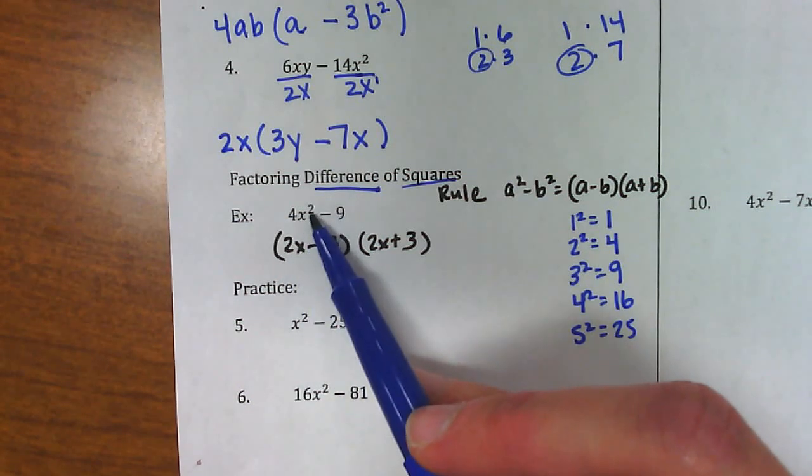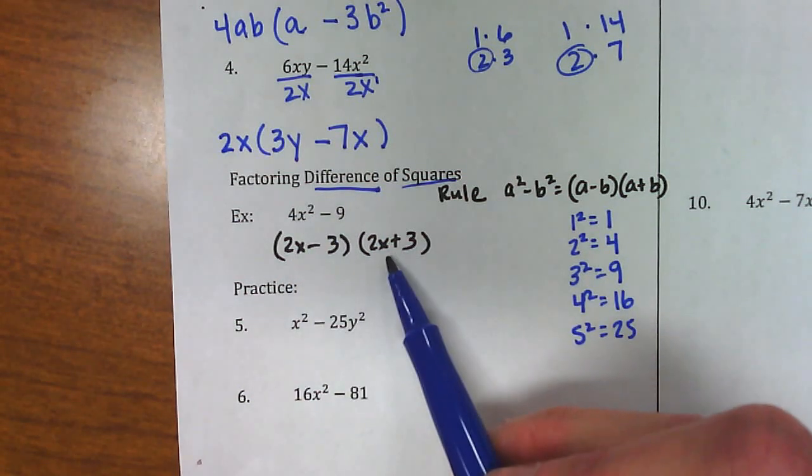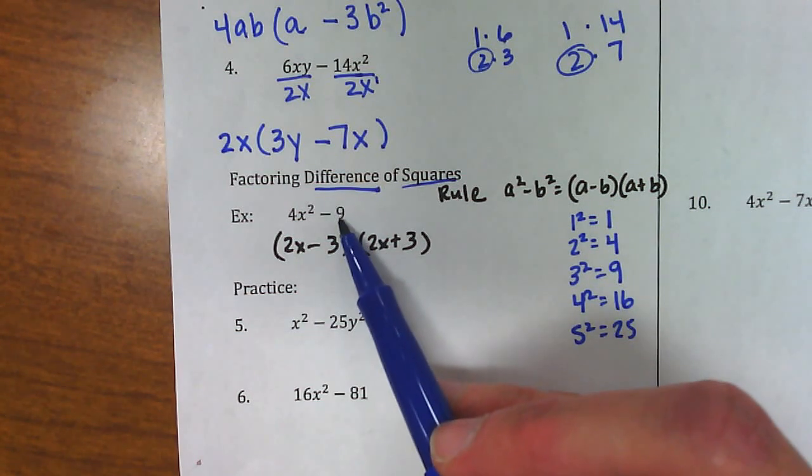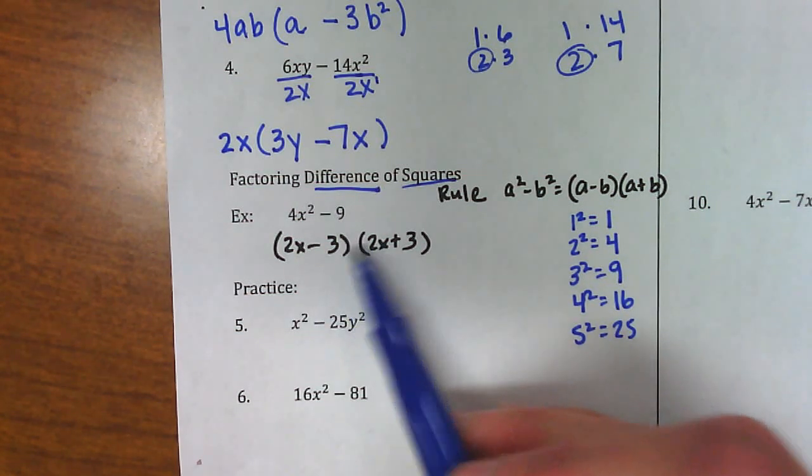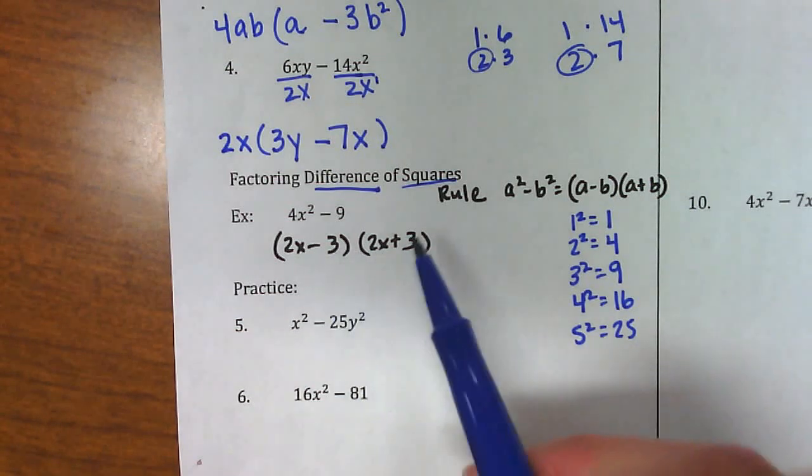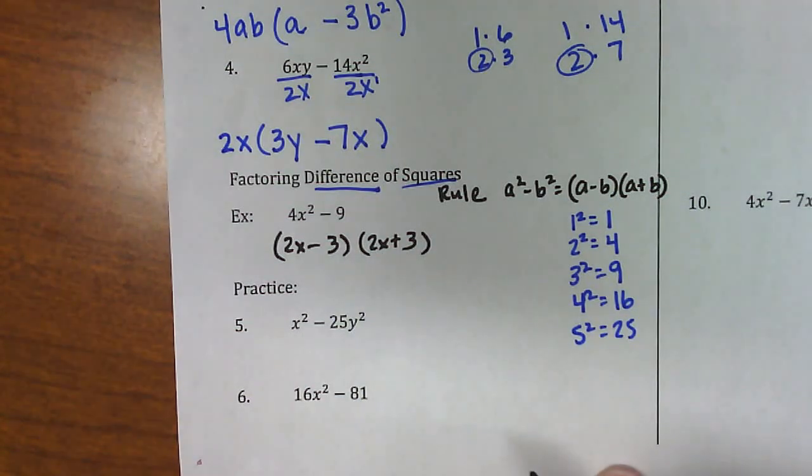The square root of x squared is x, so 2x and 2x. The square root of 9 is 3, so 3 and 3. Stick a minus sign and a plus sign.